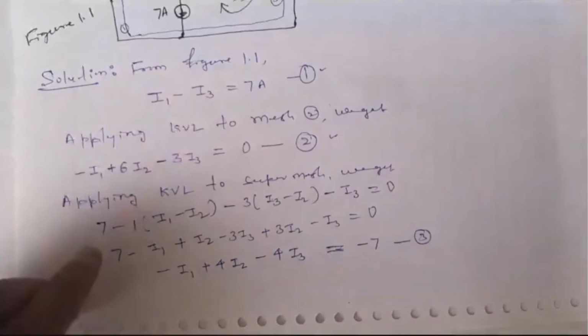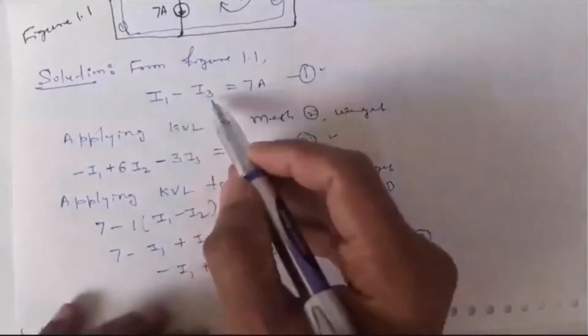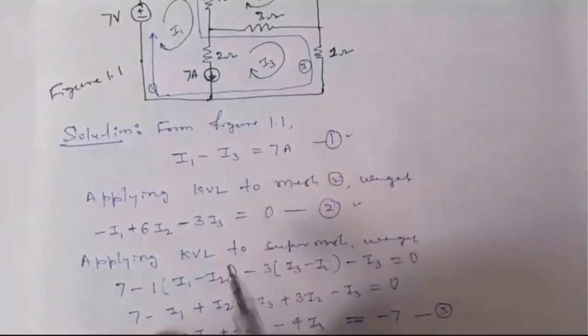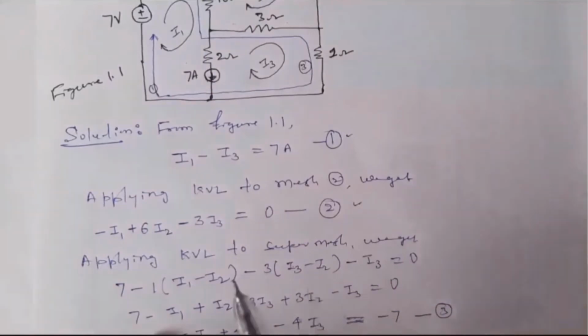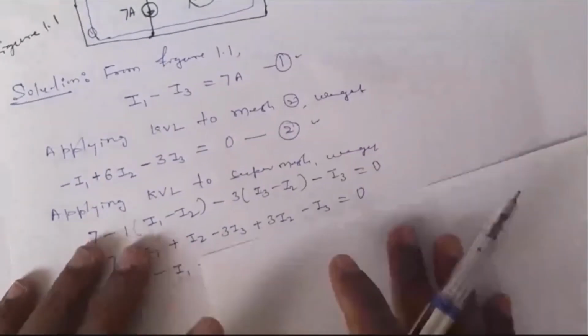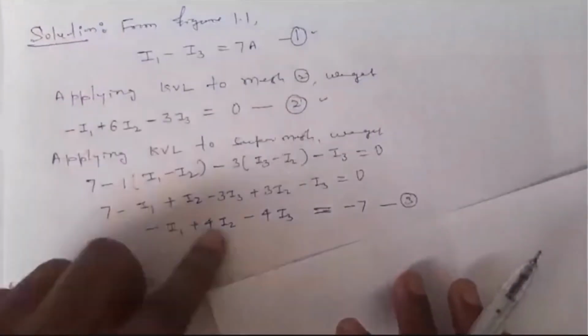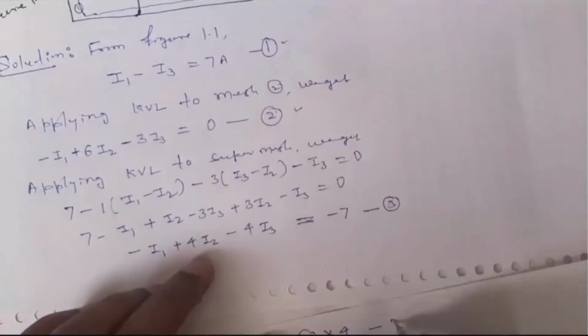Because here I know I1 and I3 both. What I do, I'm going to solve for I1 and I3. I1 and I3 are there in equation 1, whereas in equation 2 and 3 I1, I2, I3 all are there. I am going to eliminate I2 from equation 2 and 3. Okay, so how do I do that? I2 is here 6, here 4. Because of that, I'll do this: equation 2 is multiplied with 4 minus equation 3 multiplied with 6.